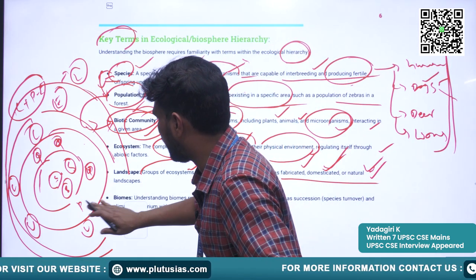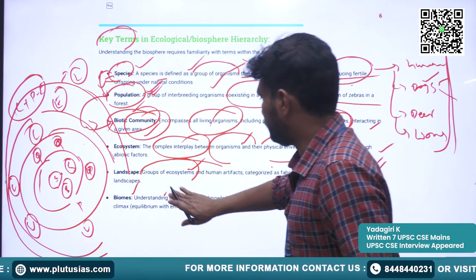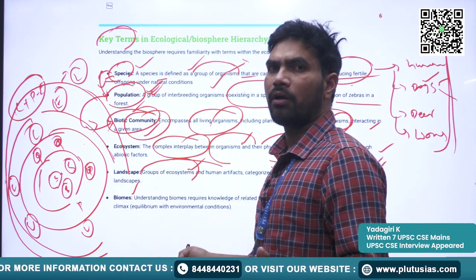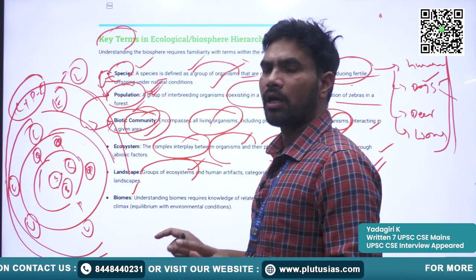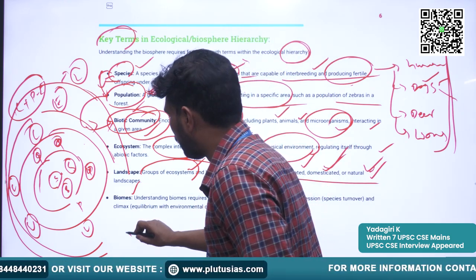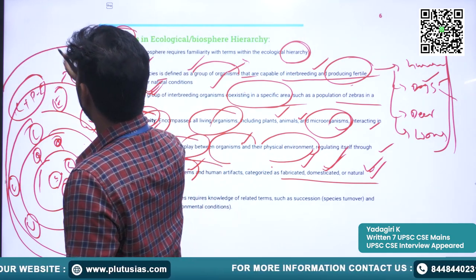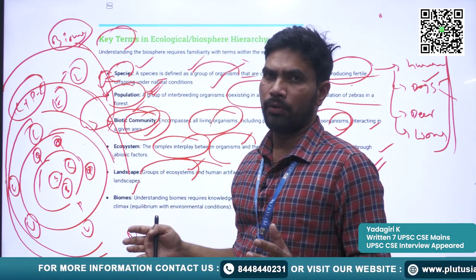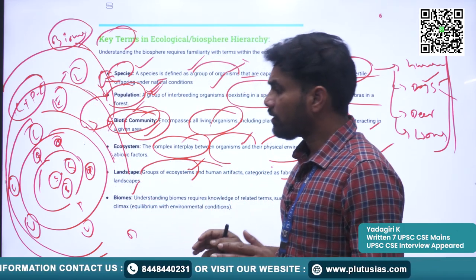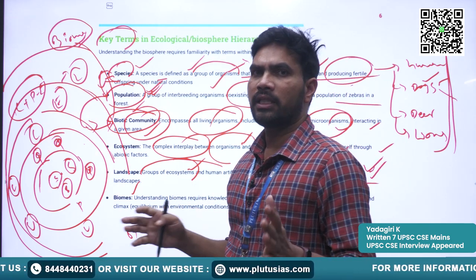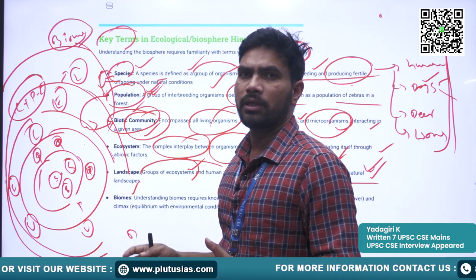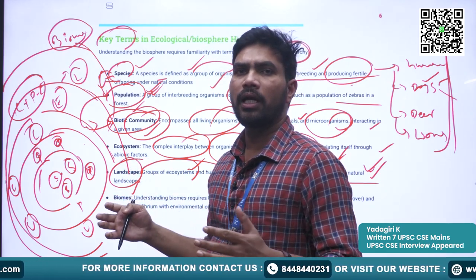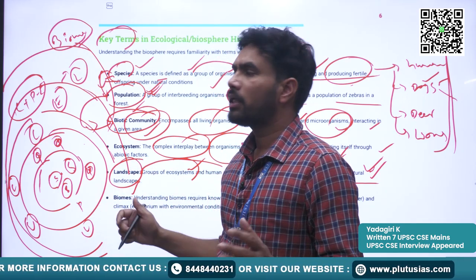Next is the final hierarchy, that is biomes. Whenever a number of landscapes are there, all those landscapes together form a biome. So after the landscapes will come the biome. An example is we can call Earth a biome because it has several landscapes like oceans, deserts, grasslands, etc. So basically all these are ecosystems. We can call each continent a landscape. So basically Earth is a big biome. Earth is an example of a biome.